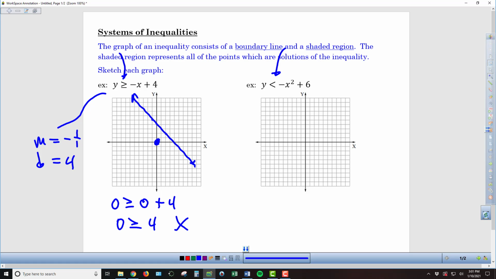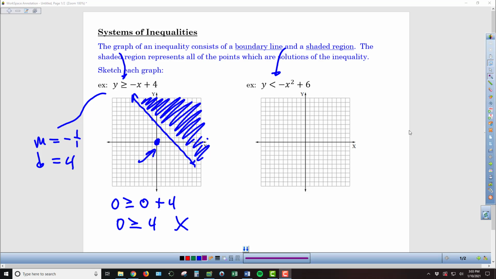That is not true. So what that tells us is the points that are on the side of the line where 0, 0 is located are not solutions in this inequality. Instead, the points that are on the other side of the line are the solutions. And so I'm going to shade on that side of the line to represent the points that work in this inequality.